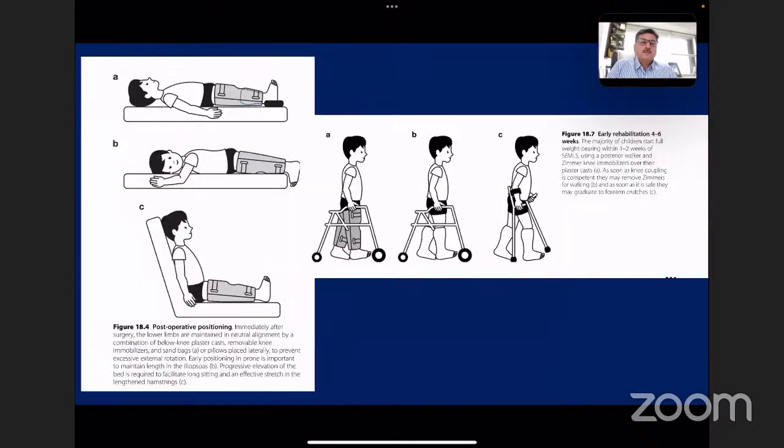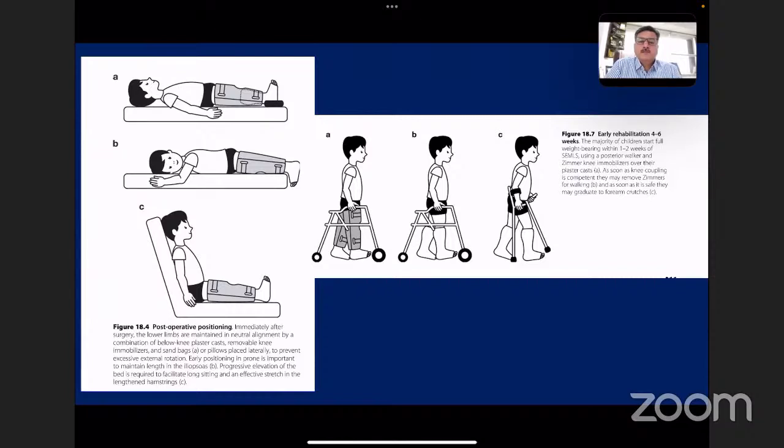In the first post-operative period, the post-operative positioning is very important. We have to teach the patient prone mobilization as soon as possible in the post-operative period, because it maintains the length of the iliopsoas. Progressive elevation of the bed is also required for long sitting, and it is also effective in stretching the lengthened hamstrings.